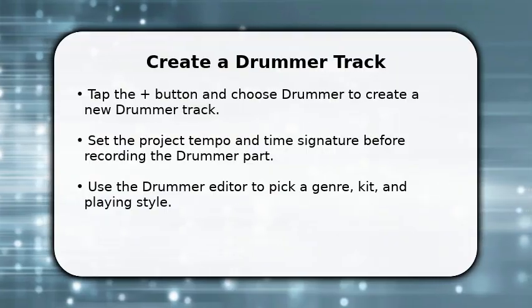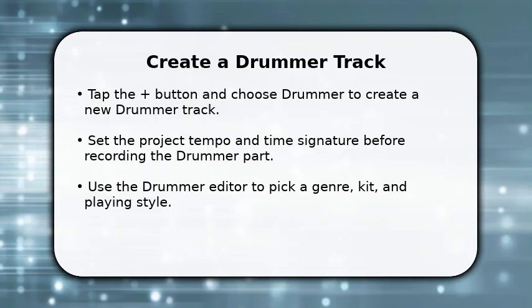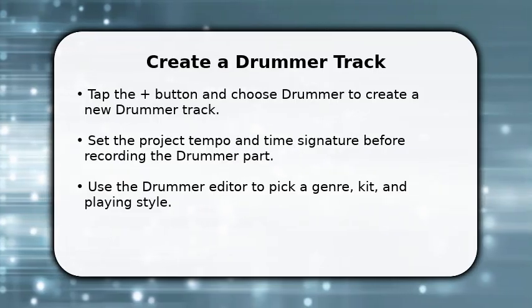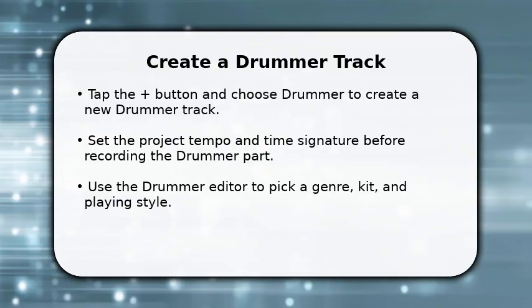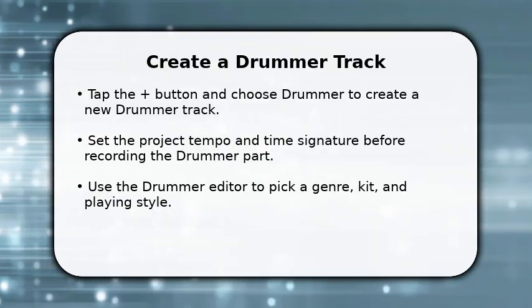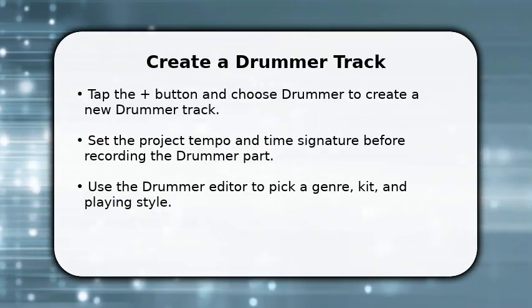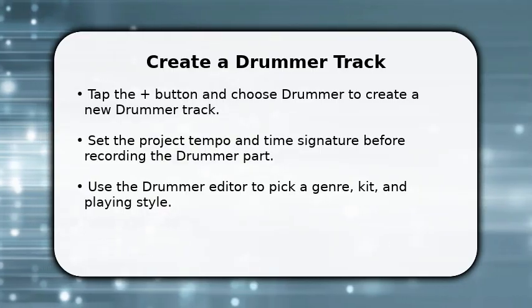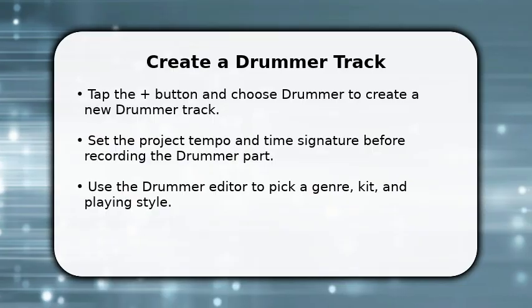Tap the plus button and choose Drummer to create a new drummer track. Set the project tempo and time signature before recording the drummer part. Choose a genre like rock, pop, or electronic to match your song. Pick a kit and drummer character to shape tone and feel instantly.